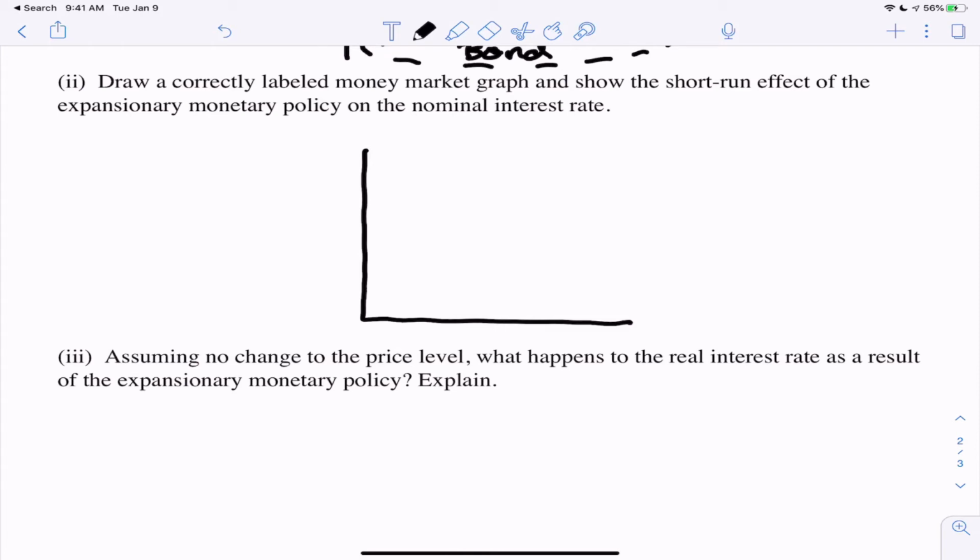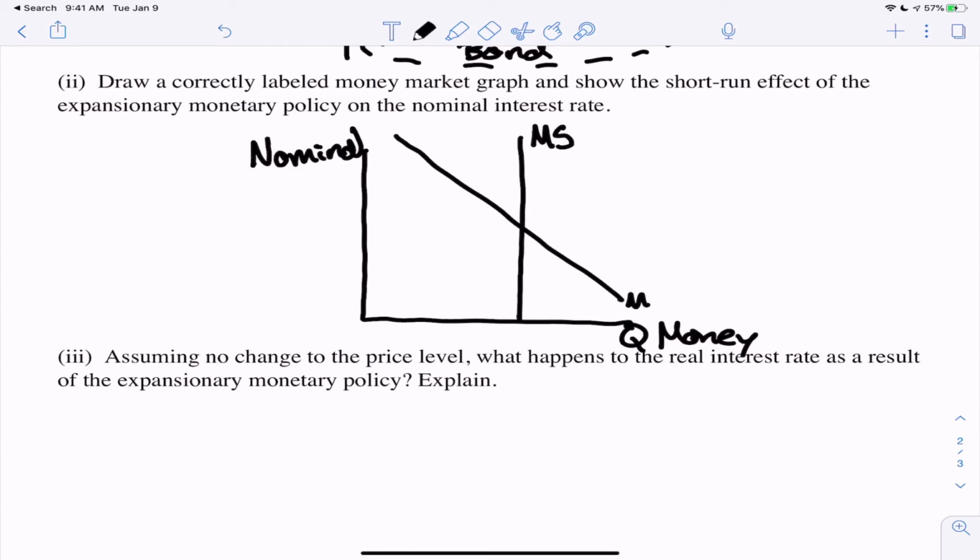First, they reminded us that the nominal interest rate is what we're measuring, and that this is the quantity of money. And we just have to remember that the money supply is vertical, and that money demand is downward sloping. An increase in the money supply because of this expansionary monetary policy is going to have the impact of lowering the interest rate. So the second interest rate is at a lower nominal interest rate.